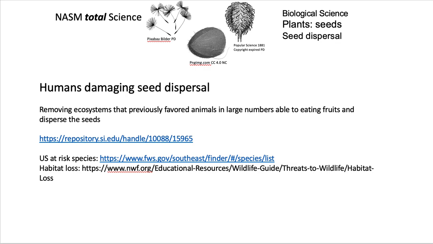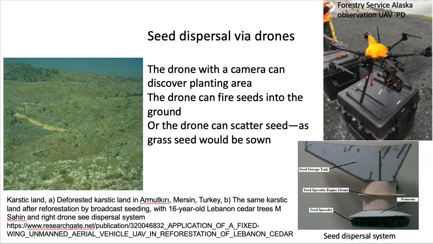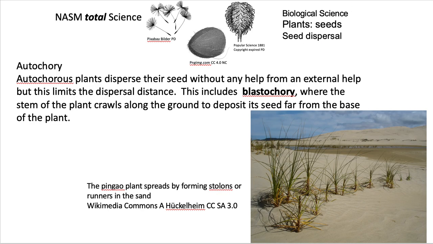And so humans damage seed dispersal, removing ecosystems that favoured animals for eating the fruits and the seeds and dispersing them. Probably human here, but flying drones, and actually looking for planting areas, and they can actually scatter seeds themselves. Now, there's another type called autochore, and this is where plants disperse their seeds without any external help.